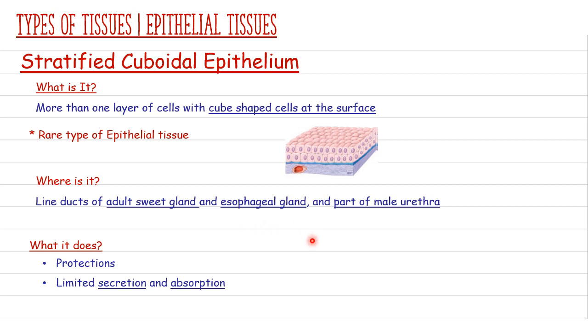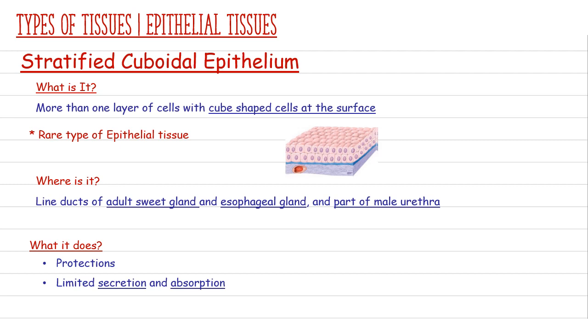Next, what do they do? They provide protection and also provide limited secretion, very low secretion, and absorption function. Those are some basic information about the stratified cuboidal epithelia.